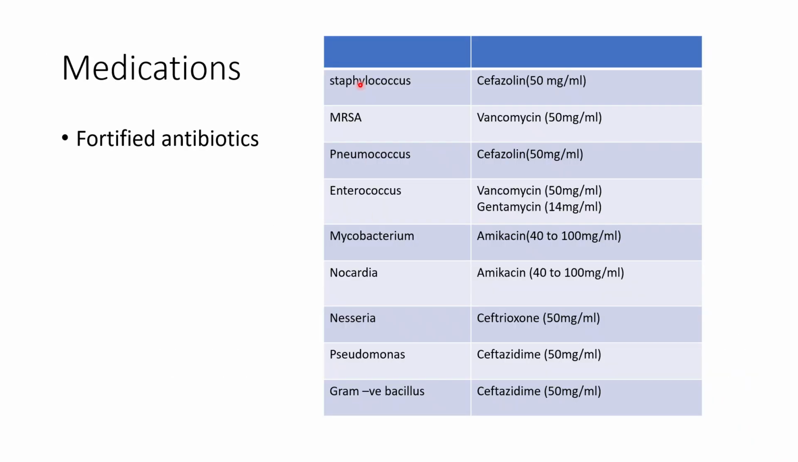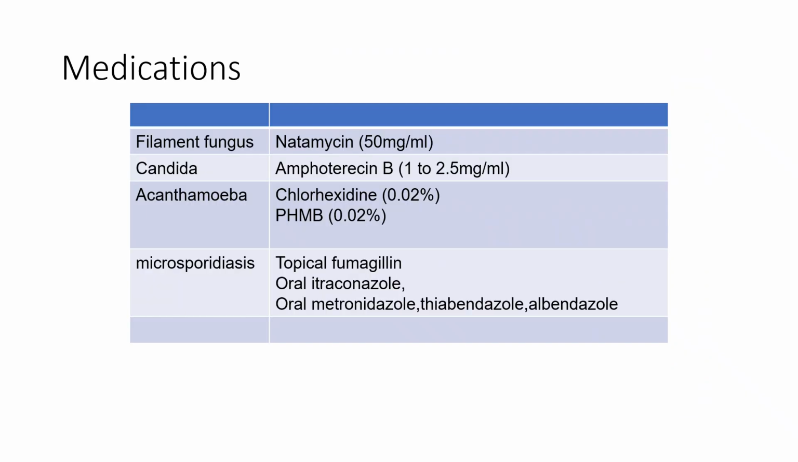These are the fortified antibiotics. The most common one we use is cefazolin at 50 milligrams per ml. As I told you, Nocardia responds very well to amikacin. If you really want to know how to prepare these fortified antibiotics, just let me know. In case of fungal ulcers, you treat with natamycin, and in case of acanthamoeba, you treat with chlorhexidine and polyhexamethylene biguanide. What are the three important adjuvant medications which we use?